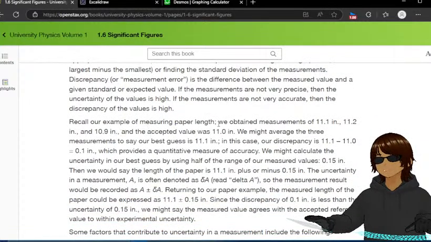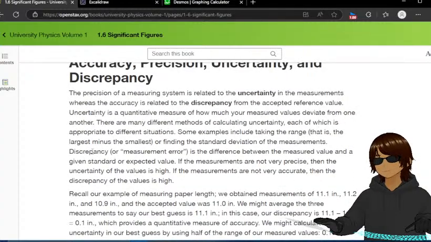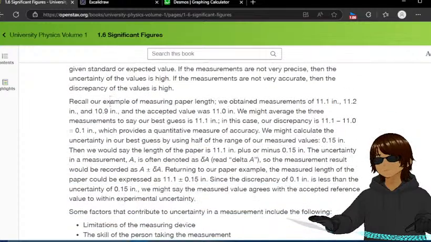Recall our example of measuring paper length. We obtained measurements of 11.1, 11.2, and 10.9. The accepted value was 11. We might average the three measurements to say that our best guess is 11.1 inches. In this case, our discrepancy is 0.1 inches. Discrepancy is how far away, how inaccurate we are. Uncertainty is how not precise we are. So 0.1 provides a quantitative measure of our accuracy.